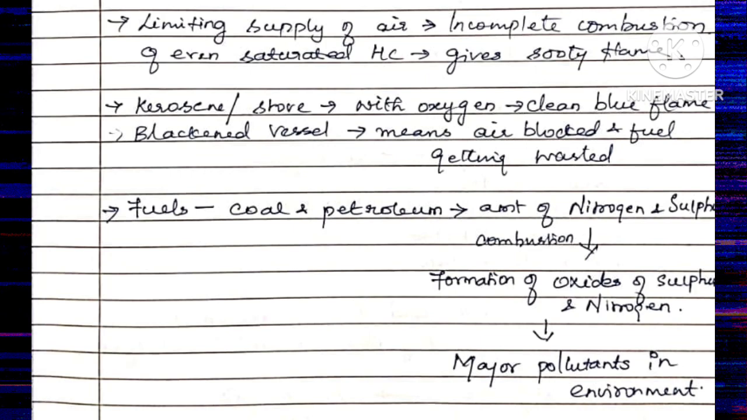Now coming to the fuels, coal and petroleum, which contain nitrogen and sulfur. During combustion, this leads to the formation of oxides of sulfur and nitrogen. This is a major pollutant in the environment.